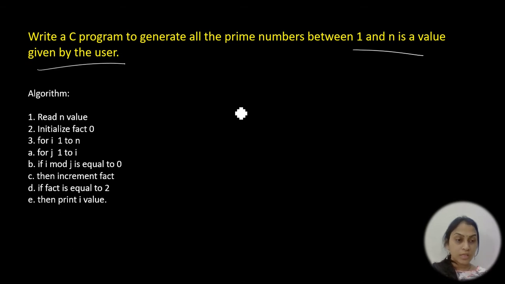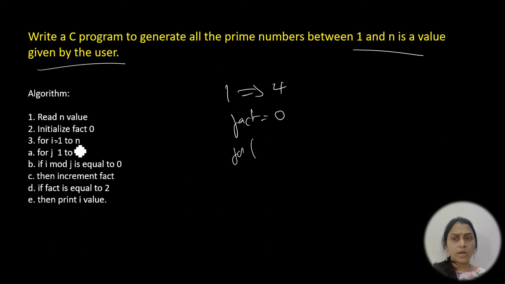So first try to read the n value. So what will be the ending value? So let's take n as 4. Okay, so now initialize the fact as 0. Take fact as one temporary variable. Starting, it has to be initialized to 0. Now for i equal to 1 to n and j equal to 1 to i, you have to check the modulo operation and try to increment the fact value.